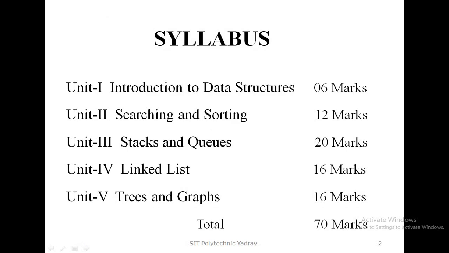In the second lecture, we learned the subpoints of concepts of data structure, need of data structure and abstract data type in the first unit, Introduction to Data Structure, for 6 marks, and I gave some homework on it. Hope all have completed it.